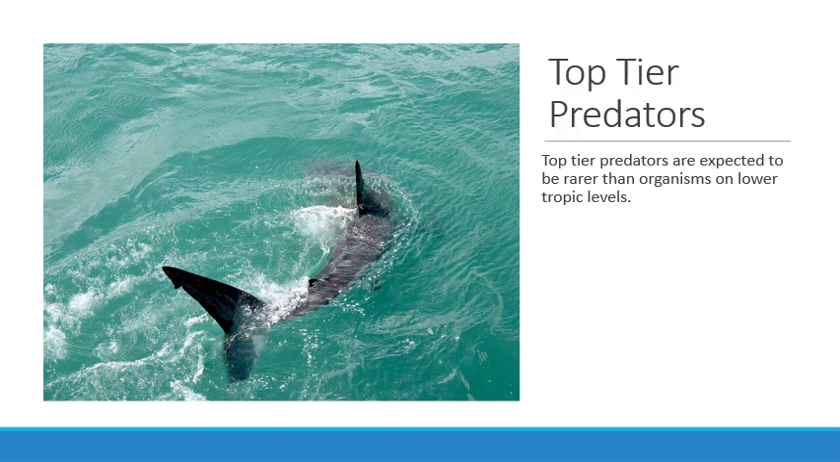These are top-tier predators. They are rare. The environment can't support too many fish that size. You don't see them congregating much. They only meet up with each other to mate, really. So they're going to be rarer than those organisms lower down on the trophic scale. The fish they eat, there are going to be a lot more of them.